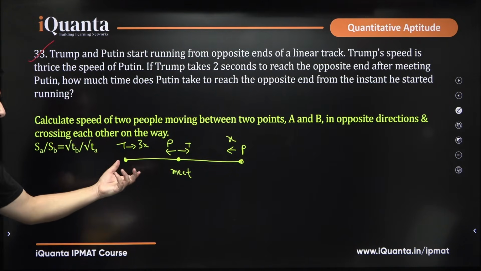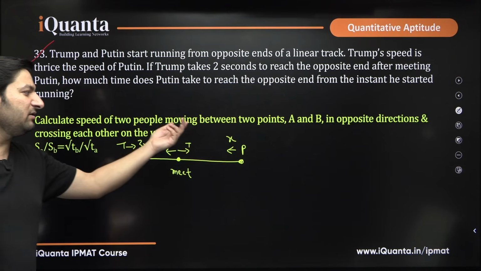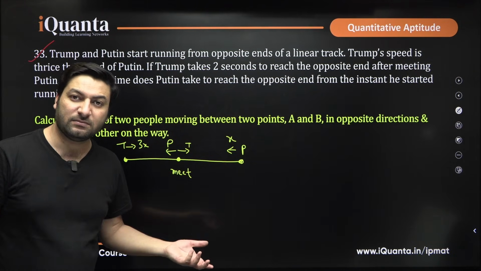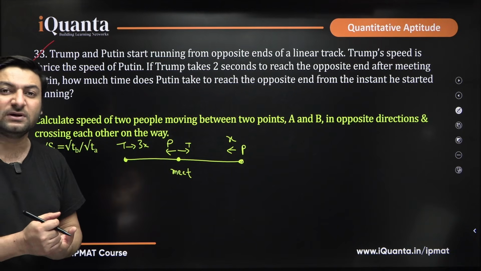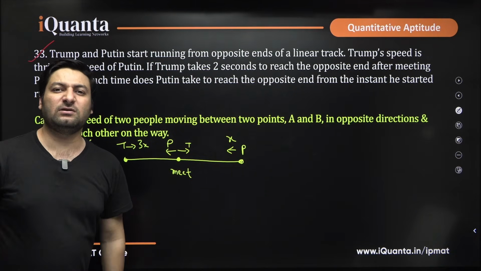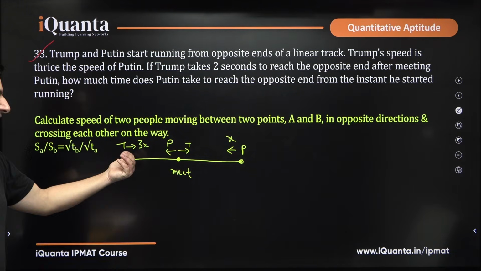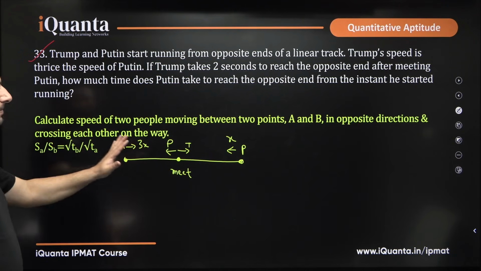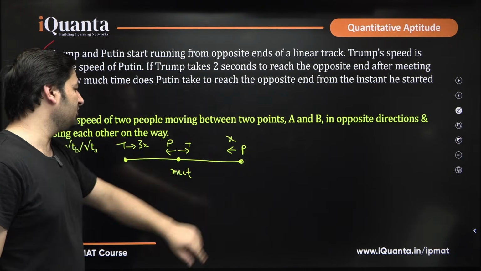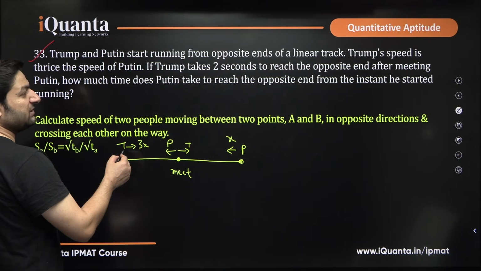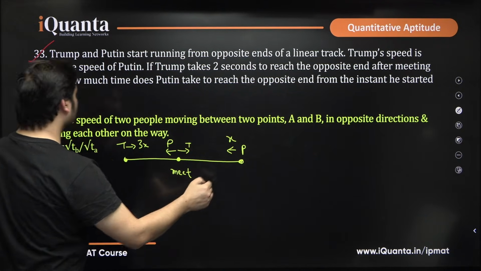So definitely the time for which Trump traveled and the time for which Putin traveled will be same, because they started together and are meeting together, so the time consumed will be same. The distances they covered might be different because Trump is running at a greater speed. So time is same. How much time does Putin take to reach the opposite end from the instant he started running?